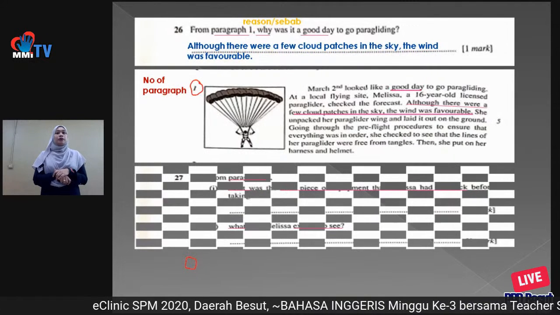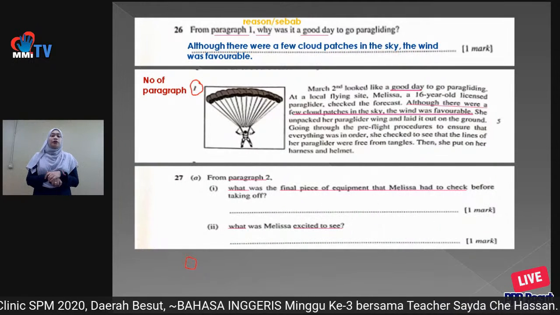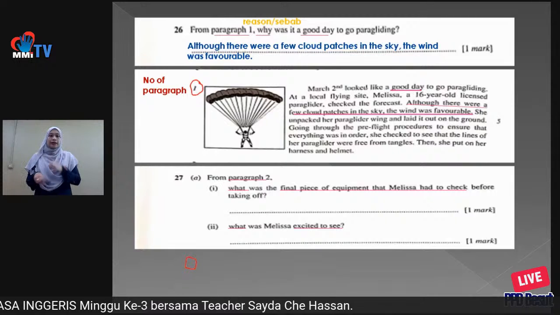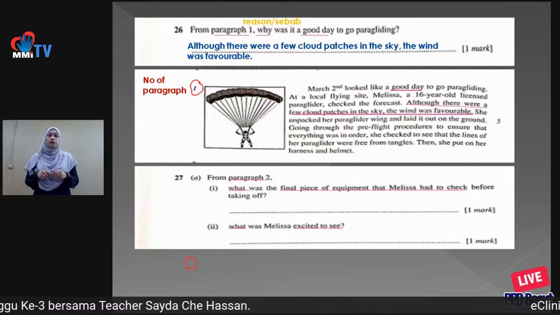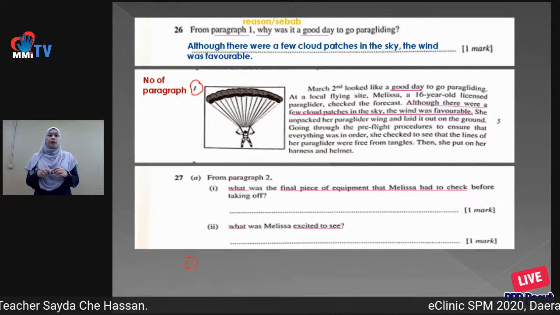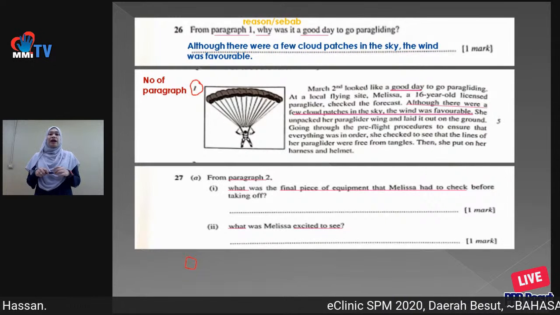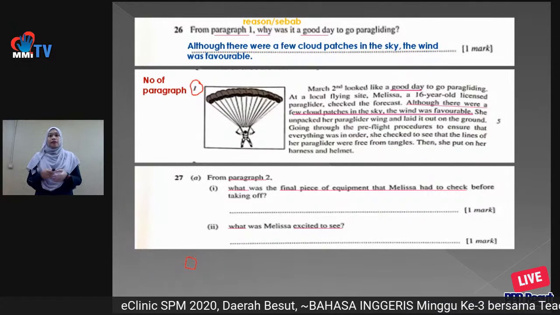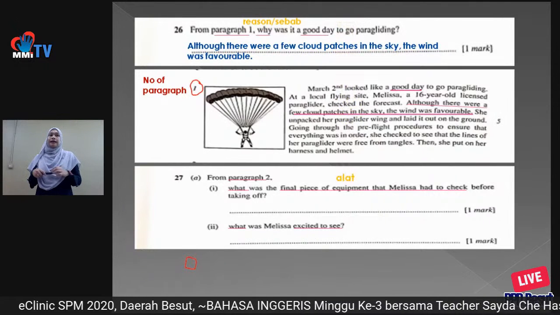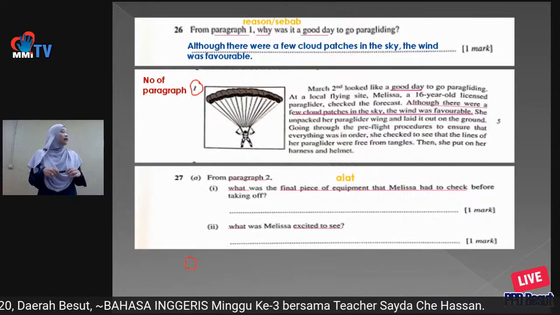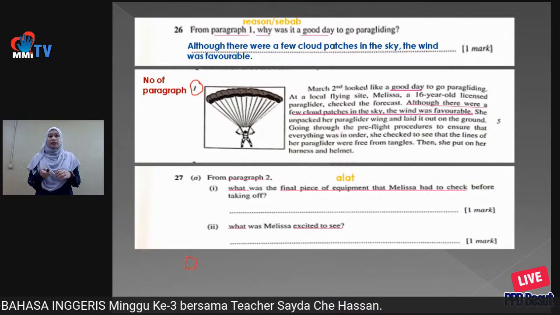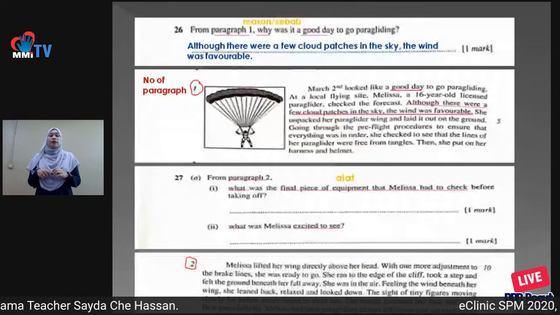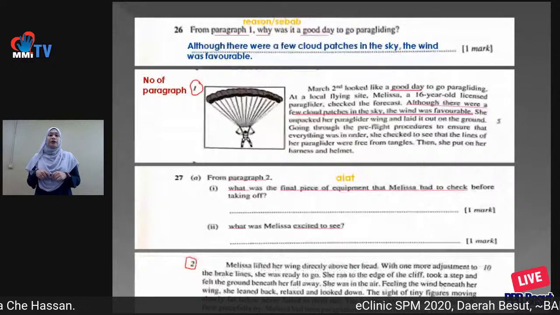Okay, question 27. These both questions, the answers are from paragraph 2. You look at that, I underline paragraph 2. And for 27A1, what was the final piece of equipment? Equipment, apa maksud equipment? Equipment adalah alat. Alat apa yang dia check before she fly, before taking off? Again, let's look at paragraph 2. How do you know that it's paragraph 2?